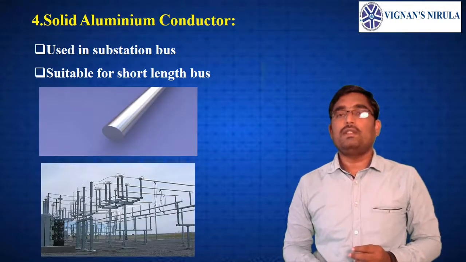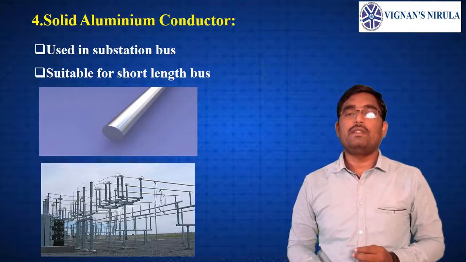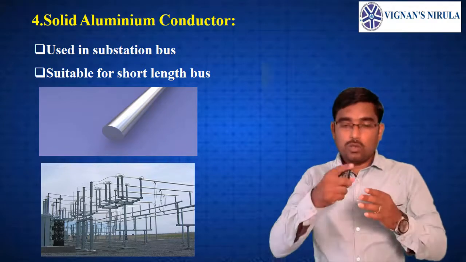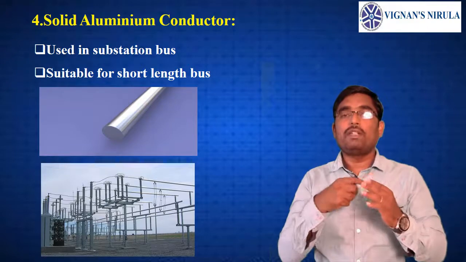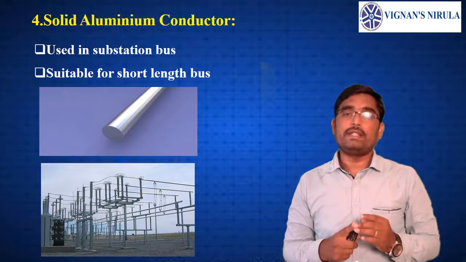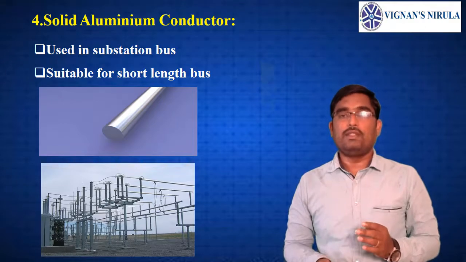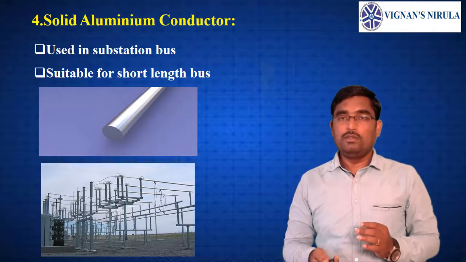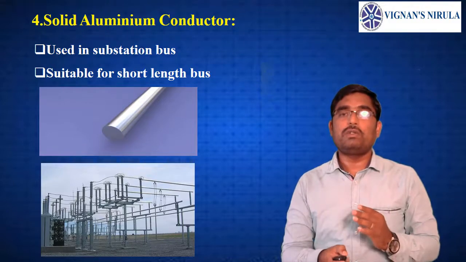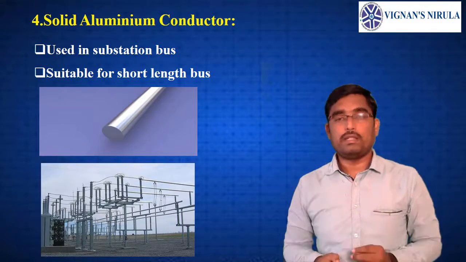So next one is solid aluminum conductor. Solid aluminum conductor means throughout the conductor it is filled with conducting material, without any empty space inside. Generally these are used in the substation bus. So the previous three are the copper conductors. Now from number 4 onwards we are going to see different types of aluminum conductors.